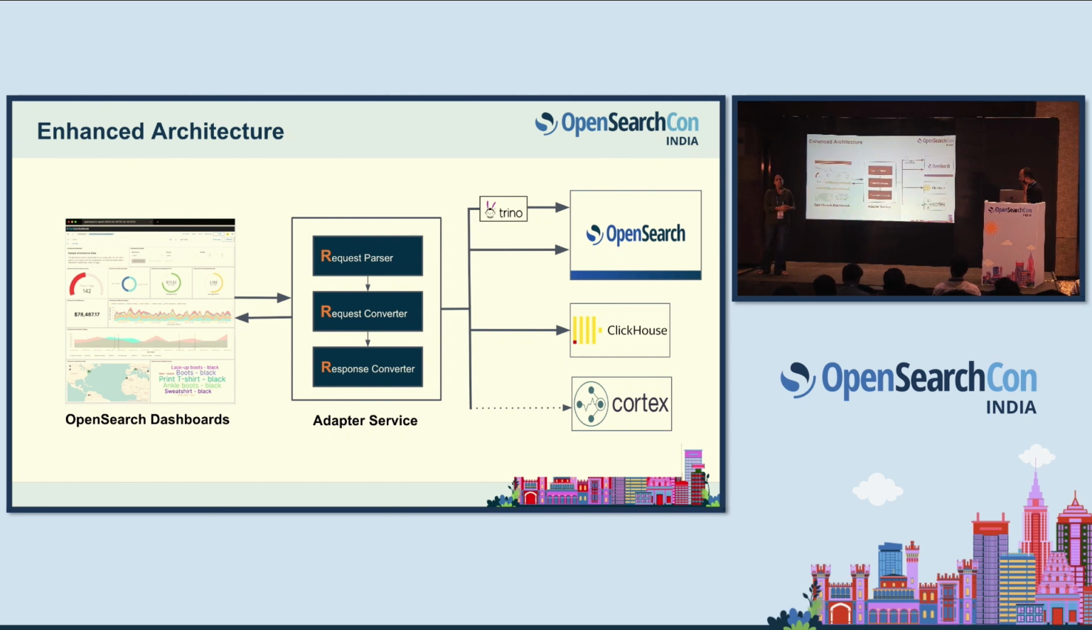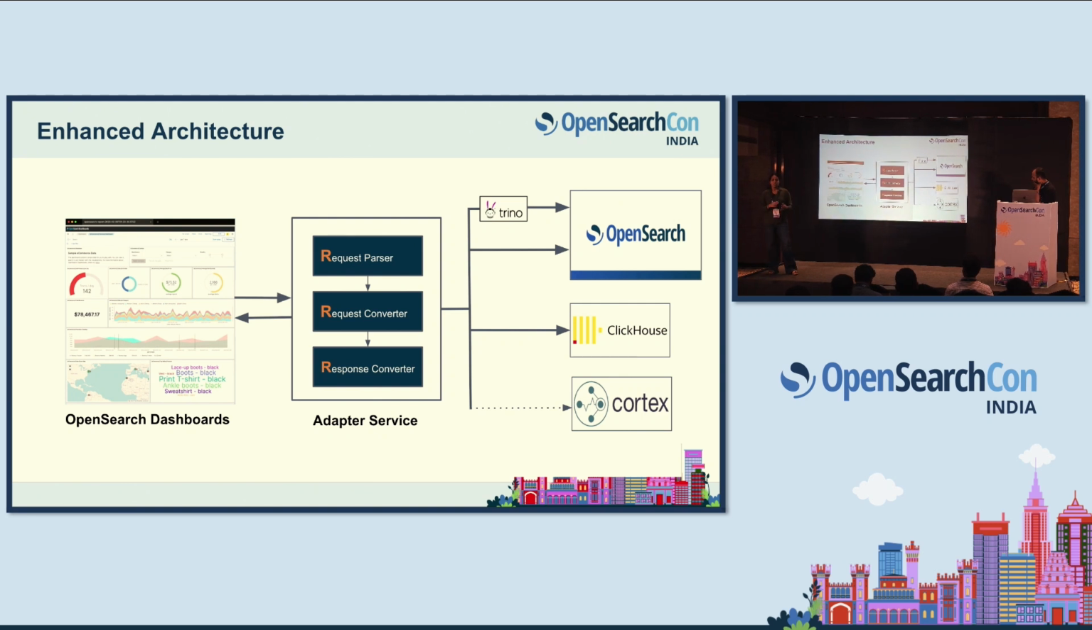The second module is the request converter. Once the request is parsed, the request converter takes the query and translates it into the specific query language required by the targeted data store. This abstraction is what makes our solution truly data store agnostic and also easily extendable for new data sources in the future.